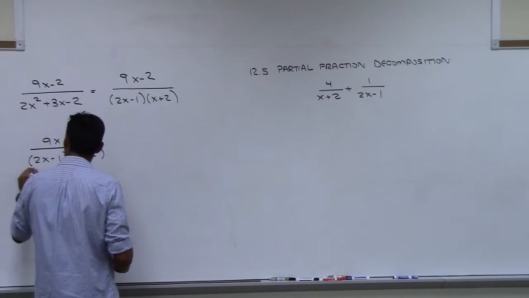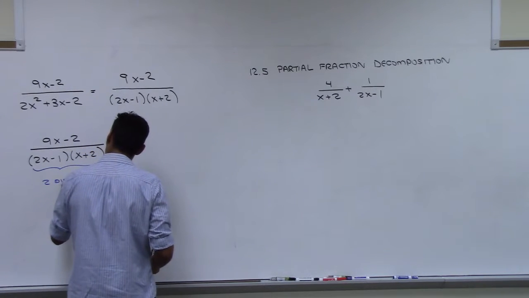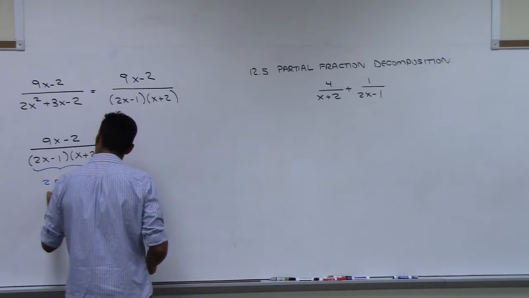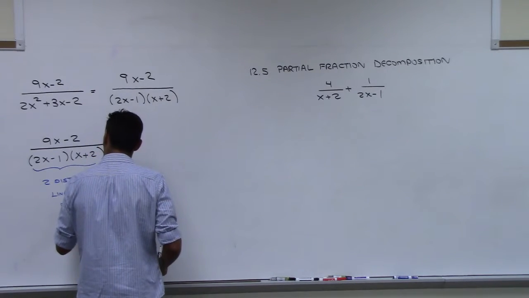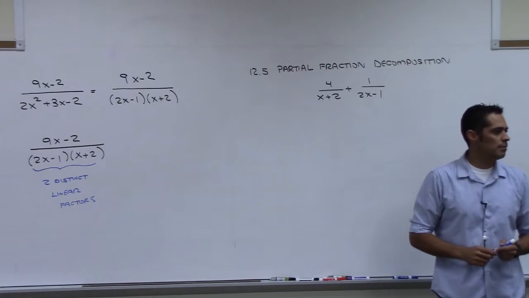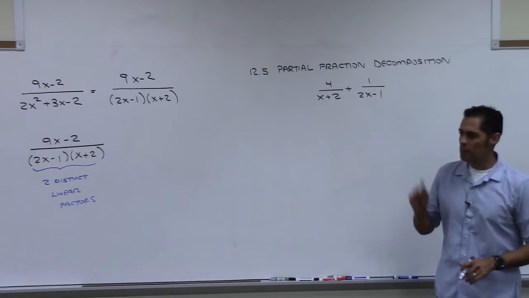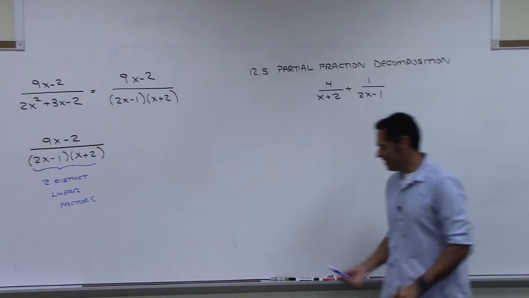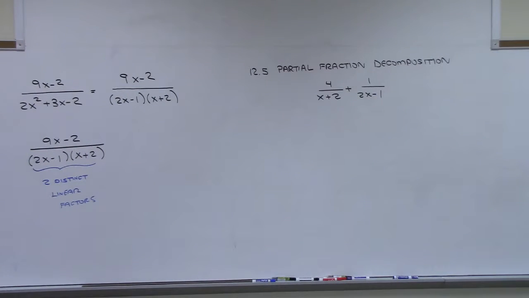What we have here are two distinct linear factors. That's a good blue marker right there. Two distinct linear factors. Distinct meaning different. Linear because they're linear. Factors because they're multiplied together. Two of them because there's two of them. Right? We could have 3 distinct linear factors. We could have 4 distinct linear factors. In this case, we have 2.